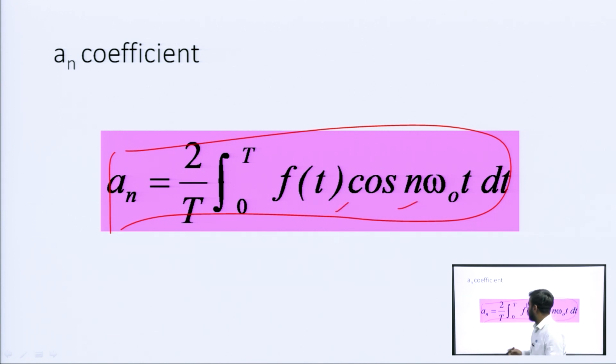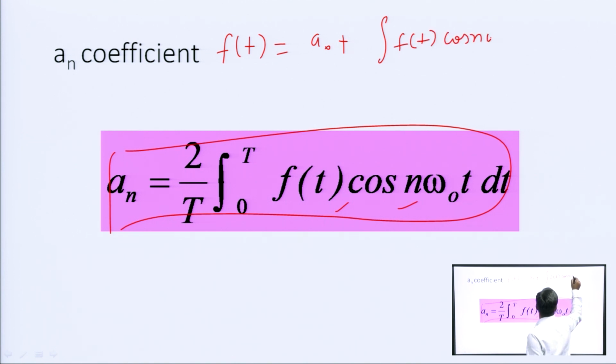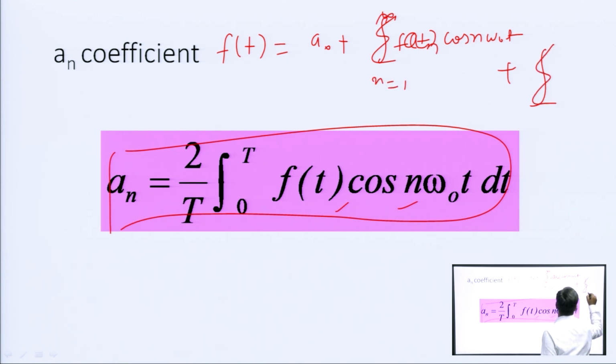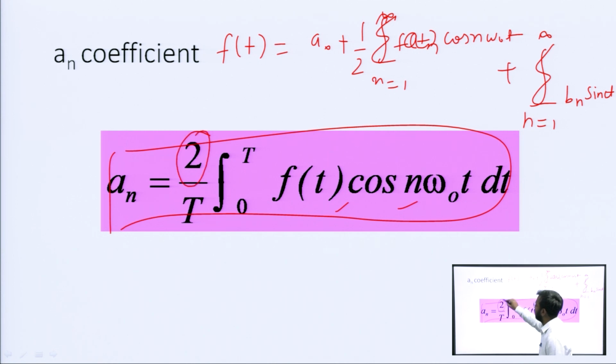Also, you must remember one thing. In some books, the formula might be represented like this: a naught, f(t) cos(n omega naught t) plus a n. In some books they might write the 2 here, so there it will not be required to write the 2 here. So, you have to remember any one form, and you have to check for this 2.